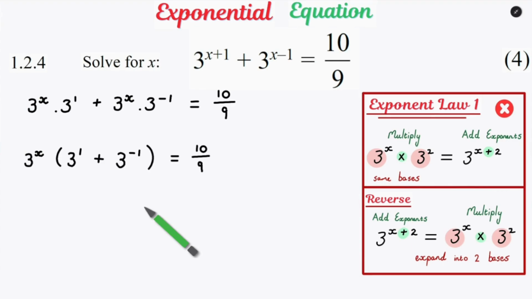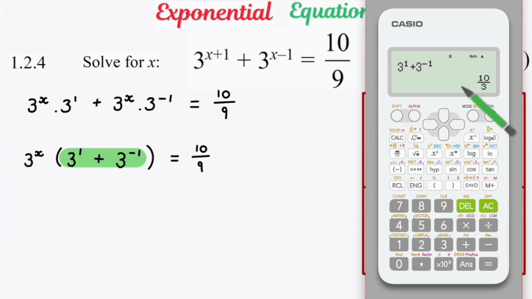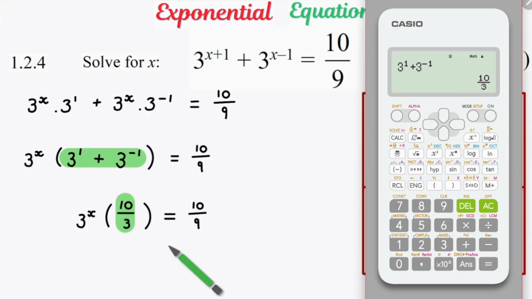And after that, we're going to let Uncle Calculator do a little bit of heavy lifting for us here. So we're going to look at this bracket and just pump it in the calculator. So we just slot it in there and we get 10 over 3. So we replace that with a 10 over 3. Nothing else will change about the equation.